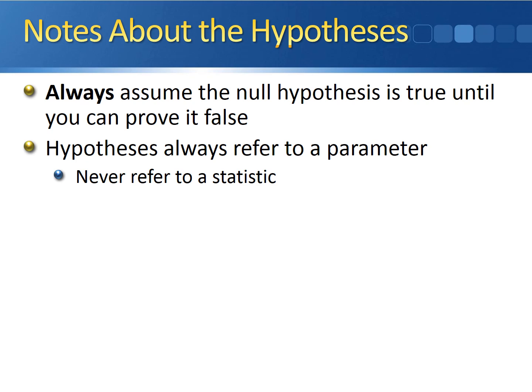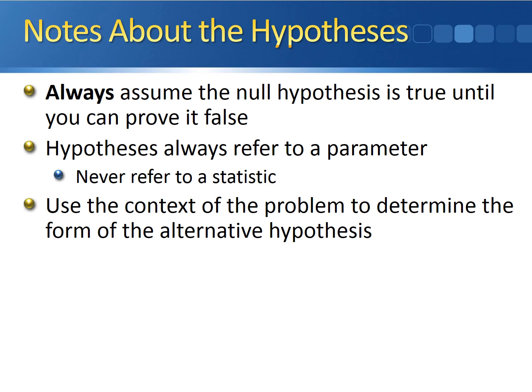Your hypotheses are always going to refer to a parameter like mu, sigma squared, or the population proportion p. You will never have a statistic like x bar or s squared or p hat inside your hypotheses. And you're going to want to use the context of the problem to determine the form of the alternative hypothesis. It's not always cut and dry, it's not always obvious, but if you read into the problem, you can figure out what the alternative hypothesis should be.